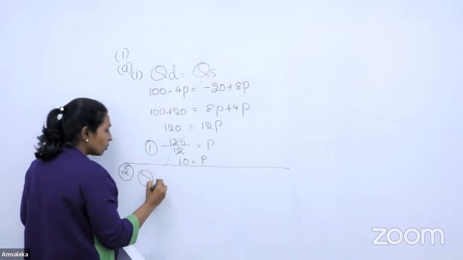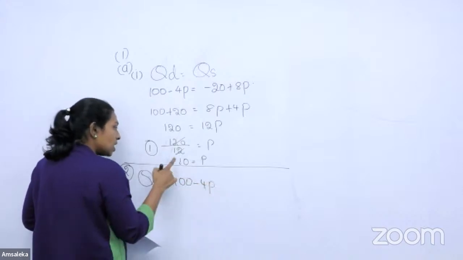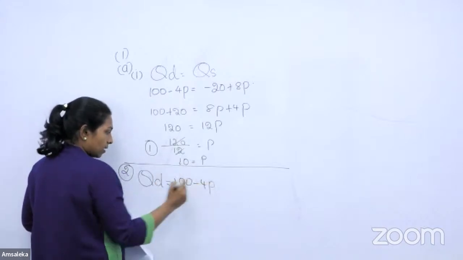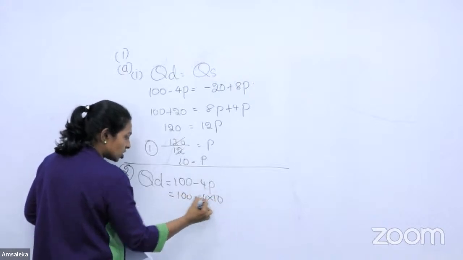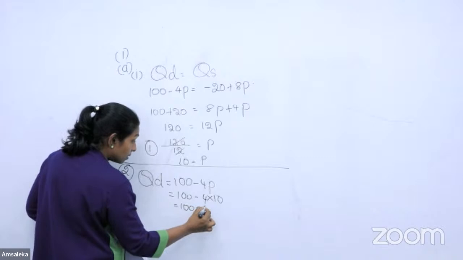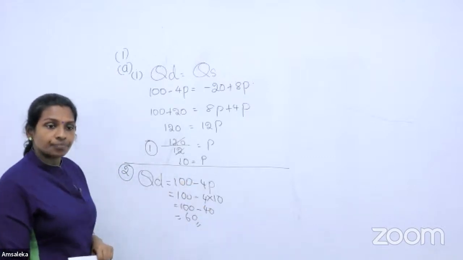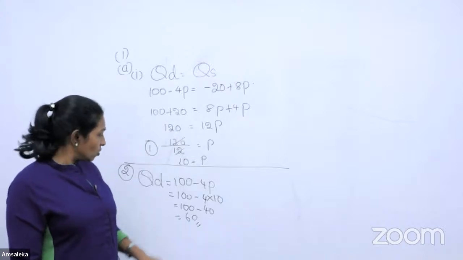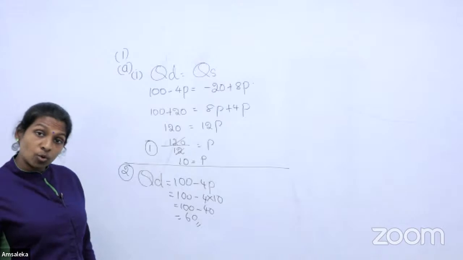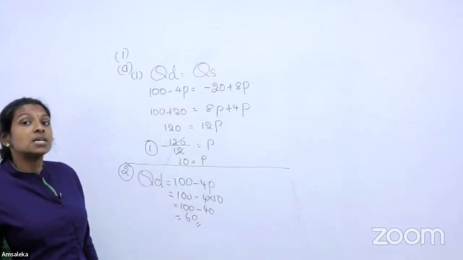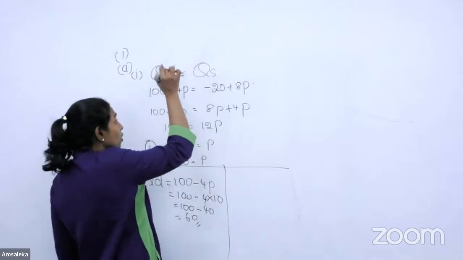Now what is the QD formula? QD equals 100 minus 4P. What is the price found? 10. Therefore, we substitute P as 10: 100 minus 40, and the answer is 60 units. Same QD, 60 now, so your QS also should be 60. Let's prove it, because we are finding it at the equilibrium point.